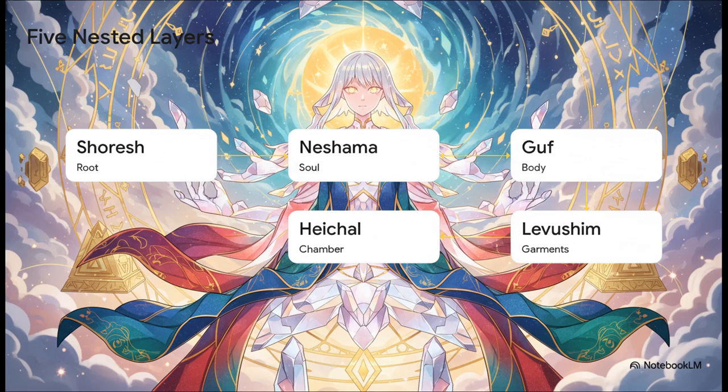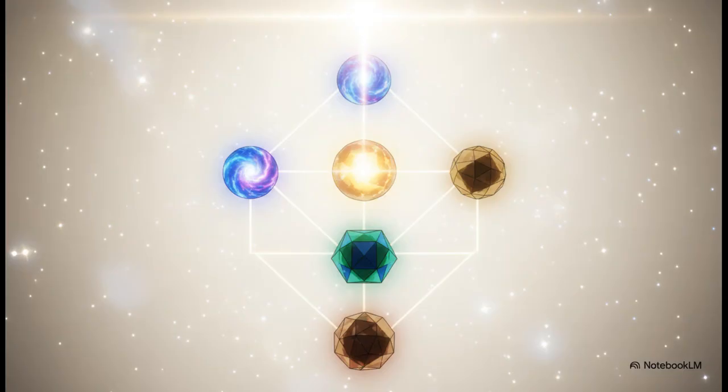Outside of that body, we have the Levushim, the garments. These are fascinating because they simultaneously reveal and conceal the light. And finally, wrapping the whole thing up is the Heichal, the chamber or the surrounding environment. Root, soul, body, garment, chamber, boom. Now, this isn't just an arbitrary list of words. This maps perfectly onto the ultimate Kabbalistic framework, the Sephirot.